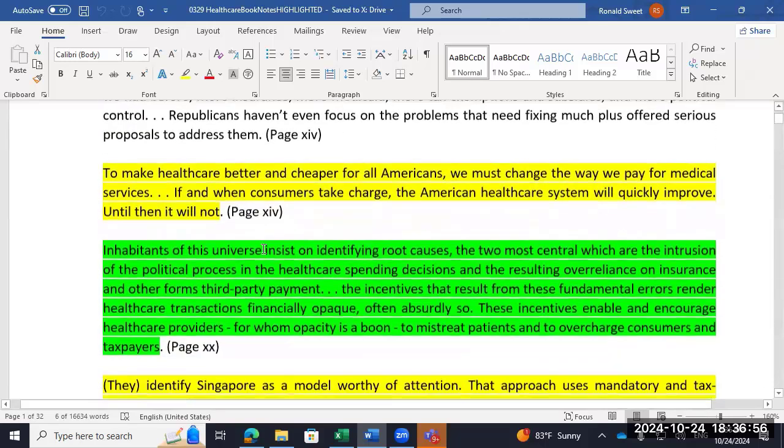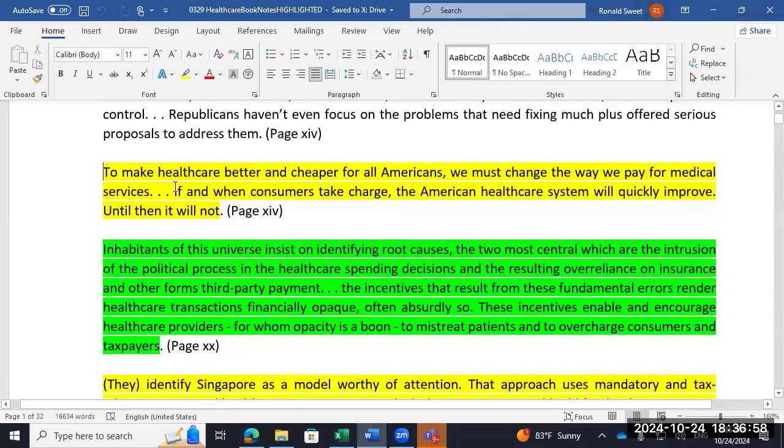I'm going to cover some of the yellow here. So here's their solution. To make healthcare better and cheaper, we must change the way we pay for medical services. If and when consumers take charge, the American healthcare system will quickly improve. Until then, it will not. That fits really well as a quote under the consumerism side, one of those first ones under the solutions.